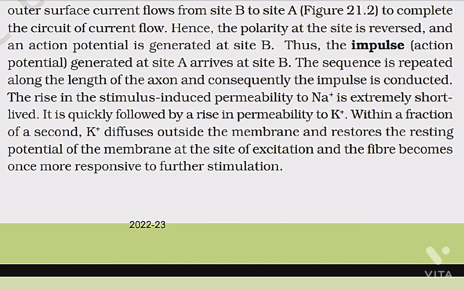Thus, the impulse, the action potential generated at site A, arrived at site B. The sequence is repeated along the length of the axon and consequently the impulse is conducted. The rise in the stimulus-induced permeability of Na+ is extremely short-lived. It is quickly followed by a rise in permeability to K+. Within a fraction of a second, K+ diffuses outside the membrane and restores the resting potential of the membrane at the site of excitation, and the fibers become once more responsive to further stimulation.